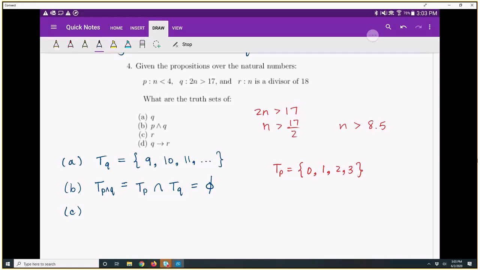Next, we're looking for the truth set of R. The proposition R is n is a divisor of 18. So the natural numbers which are divisors of 18 are 1, 2, 3, 6, 9, and 18. This is the truth set of R.